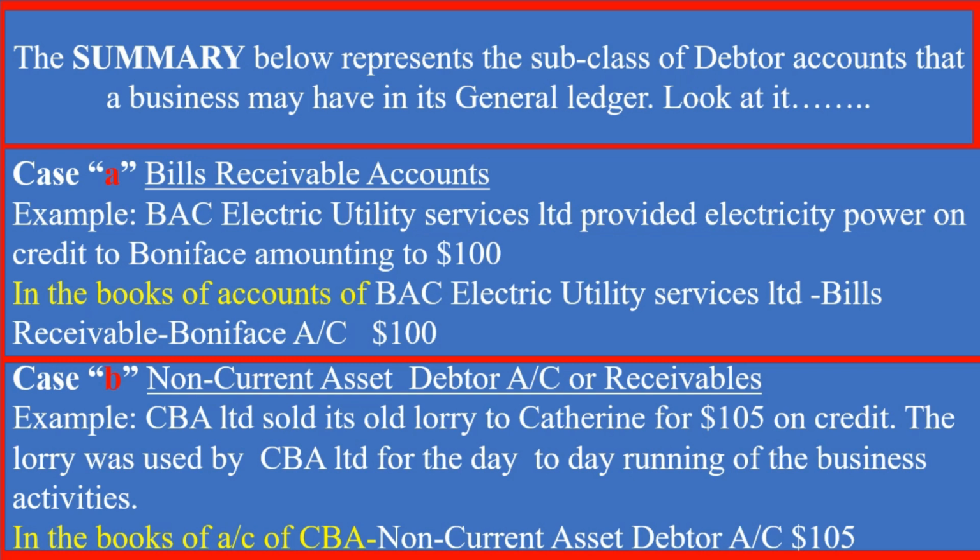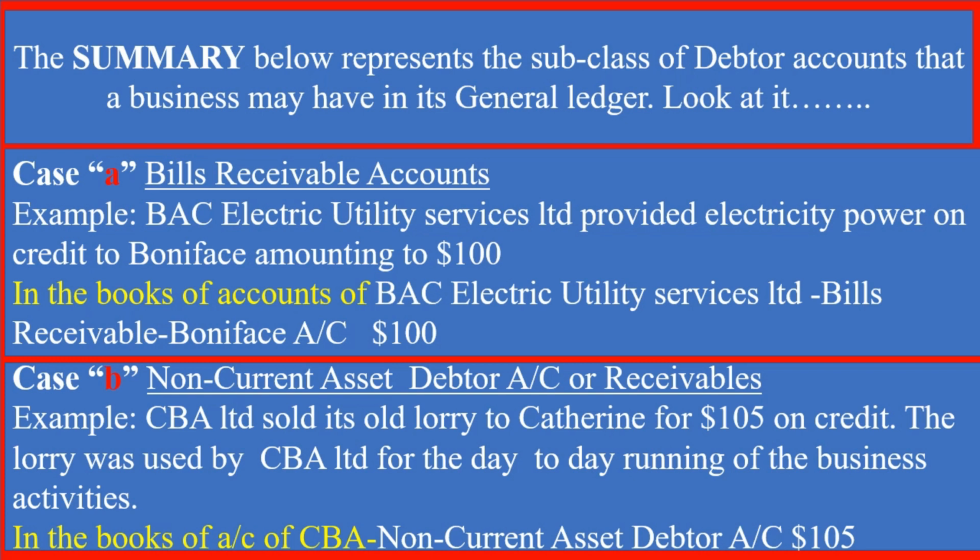All right. Now, if we go to another case, like case B, whereby the business has sold a non-current asset, in this case we'll have a corresponding non-current asset debtor account or receivable. Now, in this case here, I've considered CBA Limited, which sold its old lorry to Catherine for $105 on credit. Now, you need to note that it was used by CBA as a seller for the day-to-day running of the business.